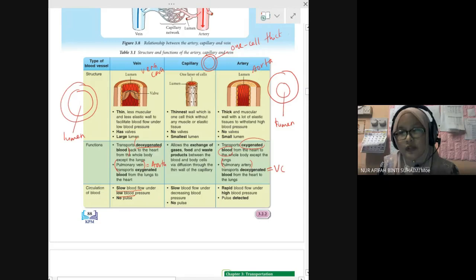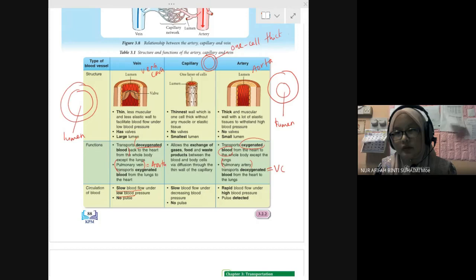For artery, the main function of artery, who wants to come in? KX Wong.